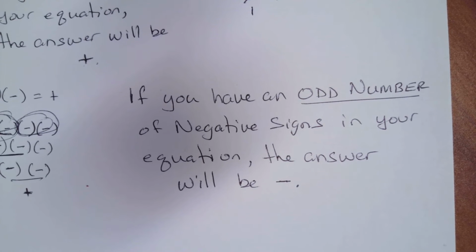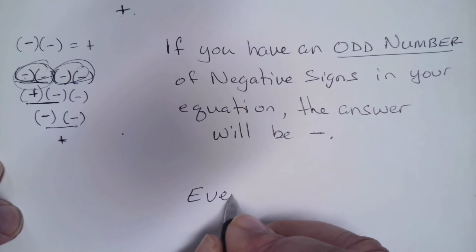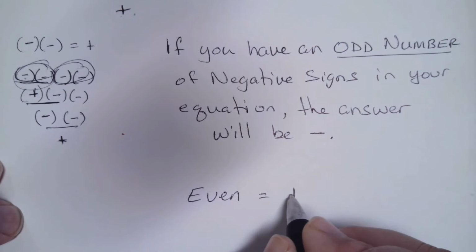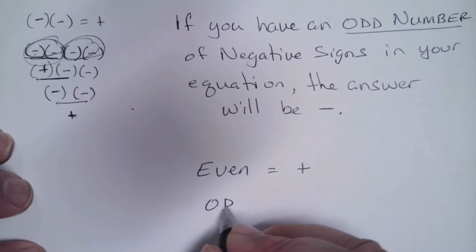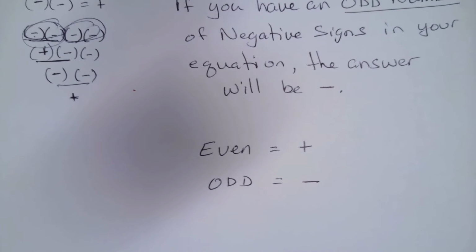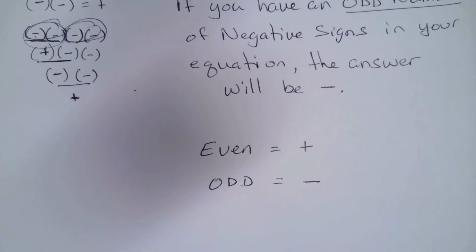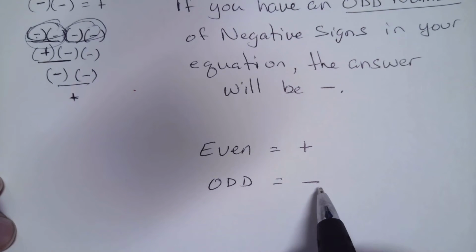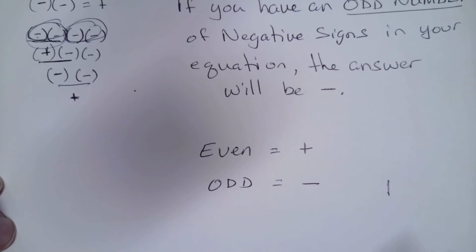That brings us to another concept of math. Odd versus even. Even means it's positive. Odd means it's negative. How do you remember that? Count the number of lines. How many lines does it take to make a negative sign? Is one odd or even? It's odd.